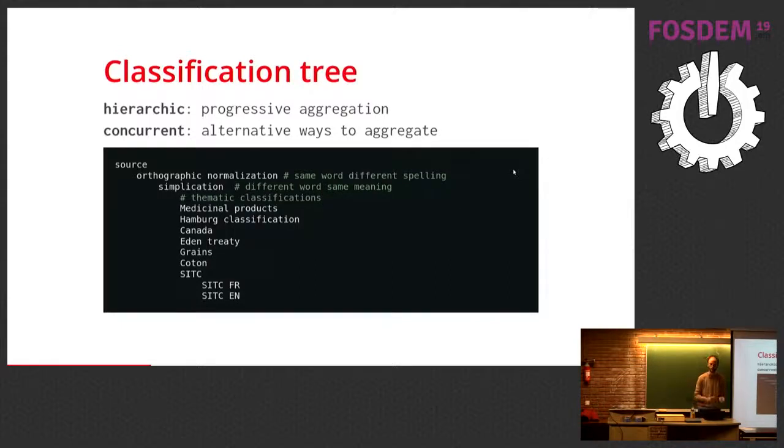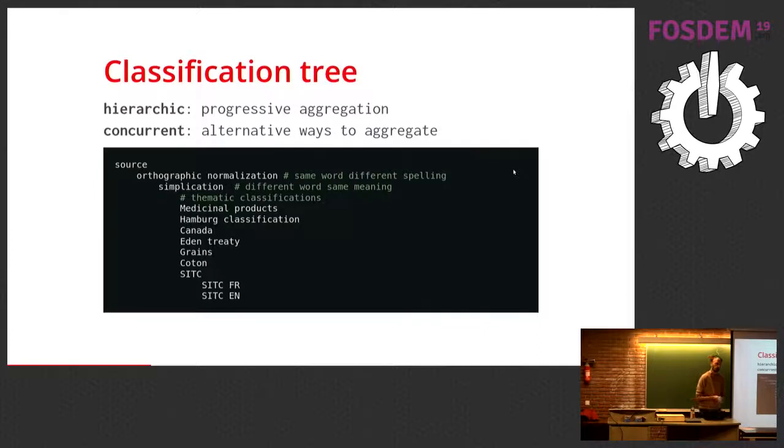To tackle those two issues, we had to design a classification tree. So it's not one classification, it's a tree of classifications. Why a tree? Because we need a hierarchy of classifications, because we need progressive aggregations. We have the sources, and then we want to aggregate a little bit, then a little bit more, and maybe you want to end up with five categories, like product you can eat, product you can burn, all kinds of stuff.